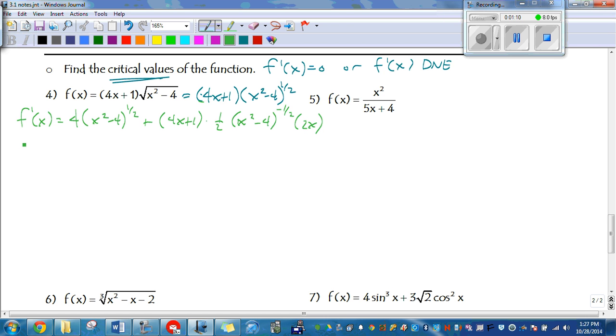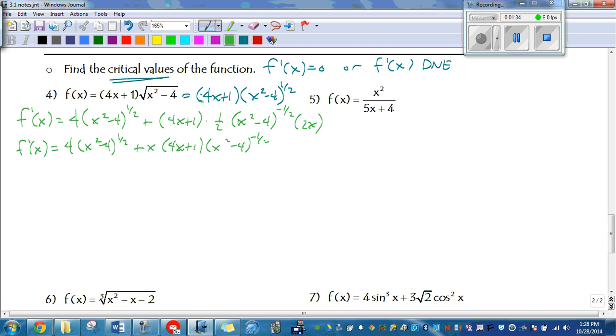So now I'm going to simplify things a little bit, at least in this part over here. So we've got 4 times x squared minus 4 to the 1/2. I can multiply the 1/2 and the 2x, so we get x times 4x plus 1 times x squared minus 4 to the negative 1/2. Now we want to find out when this is 0 or does not exist.